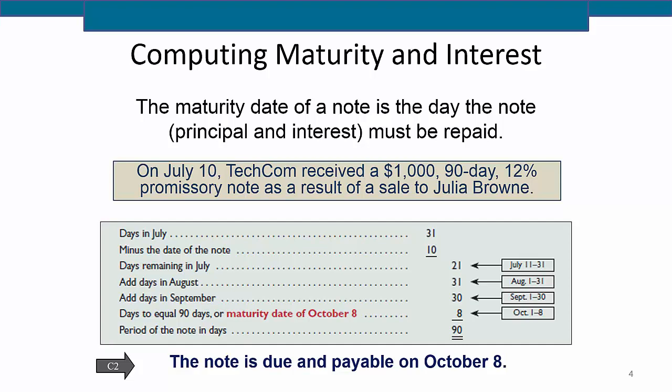To determine this date, we start with the number of days in the month the note originated and subtract the date of the note. This gives the number of days in the originating month to count toward the maturity date. In our example, there were 31 days in July, but the note was signed on the 10th, so in July the note was outstanding for only 21 days. Then we add the number of days from the next 3 months until they add up to the note term. In this example, we would add 31 days in August, 30 days in September, and another 8 days in October to add up to the note term of 90 days.